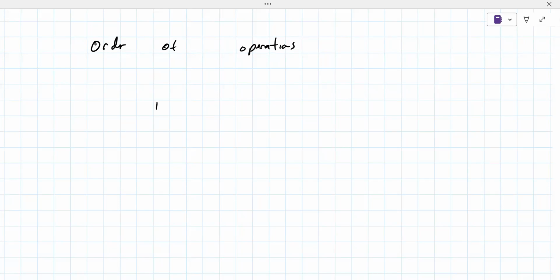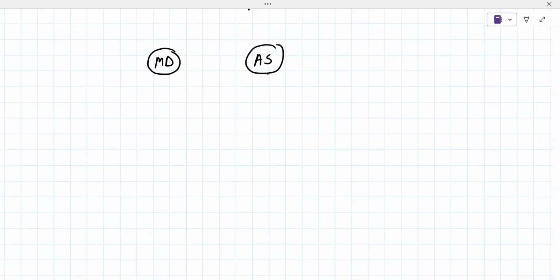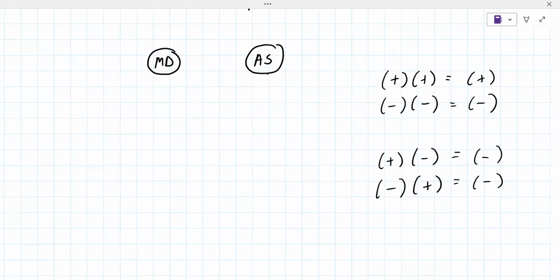Excellent. So, if you recall, you do multiplication and division before addition and subtraction. We started talking about positives and negatives. Quick review: a positive times a positive is obviously a positive. A negative times a negative is positive, but a positive times a negative, or a negative times a positive, both become negative. Same thing with division.